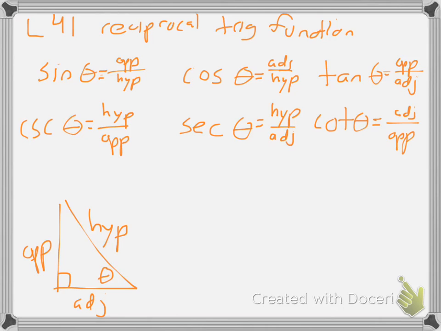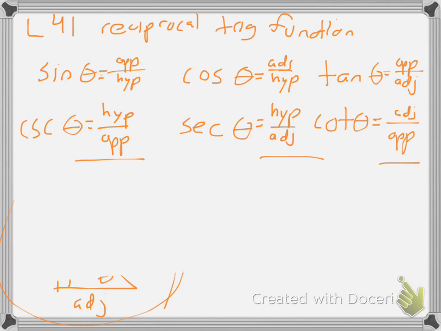Now here's the thing. I don't remember cosecant, secant, and cotangent as hypotenuse over opposite, hypotenuse over adjacent, or adjacent over opposite. I just remember the main 3, and then know that I need to take the reciprocal. That's how I remember it. So I remember the first 3 and take the reciprocals.